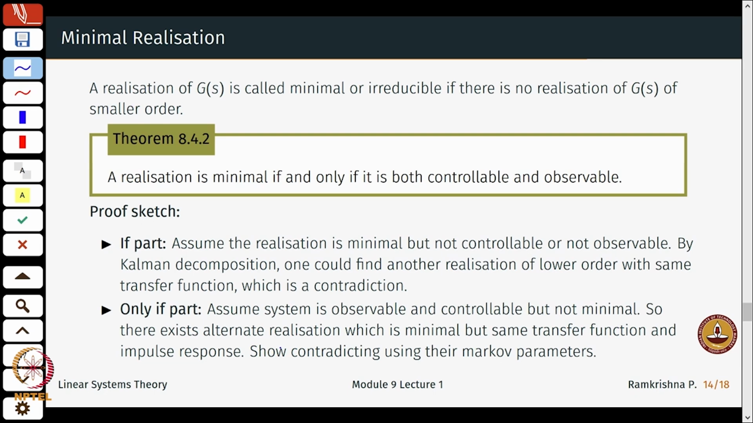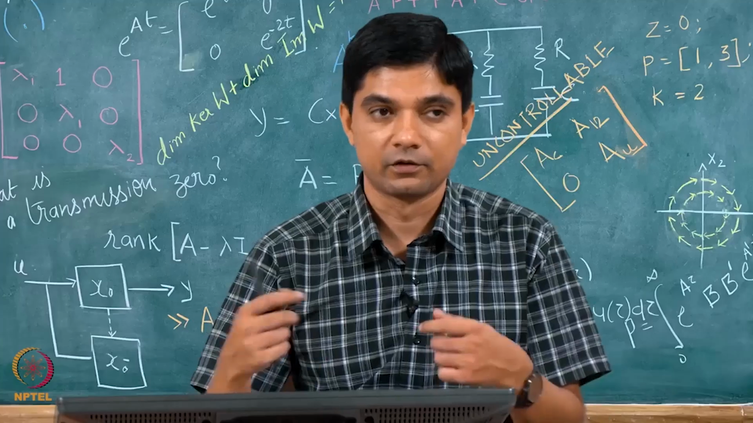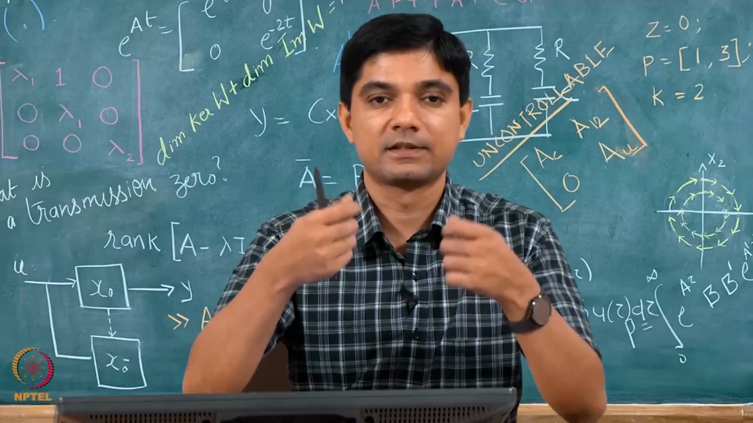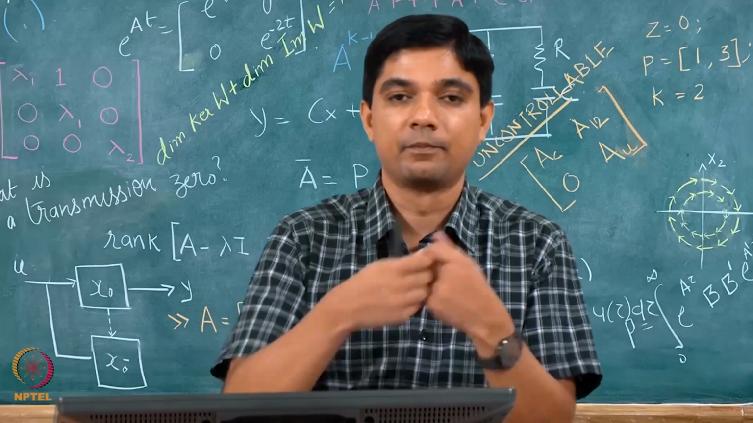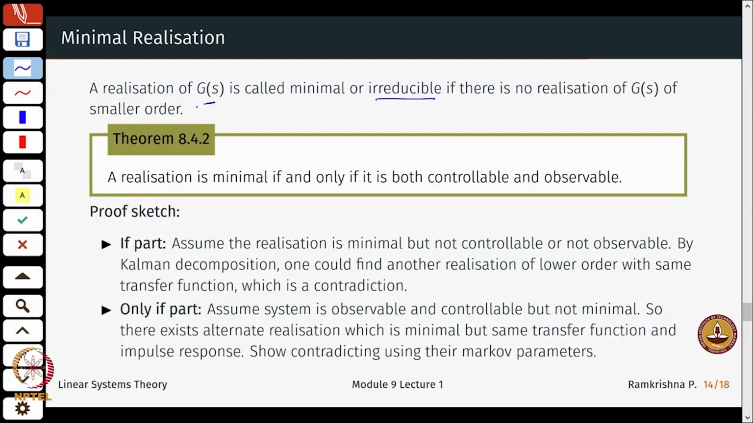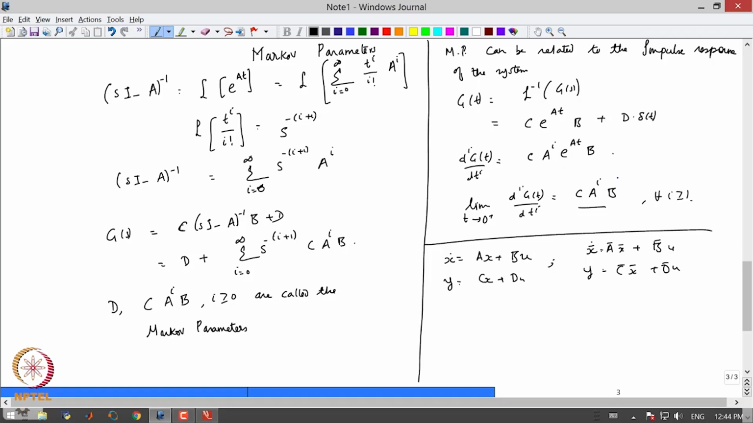So, what does minimal realization mean? A realization of G(s) is called minimal or irreducible if there is no realization of G(s) of smaller order. If I go from the transfer function to the state space, it must have just n states, the minimum number of states. There should not be another n prime which is less than n. Now, when is this possible? A realization is minimal if and only if it is both controllable and observable. We will spend some time doing the proof of this.